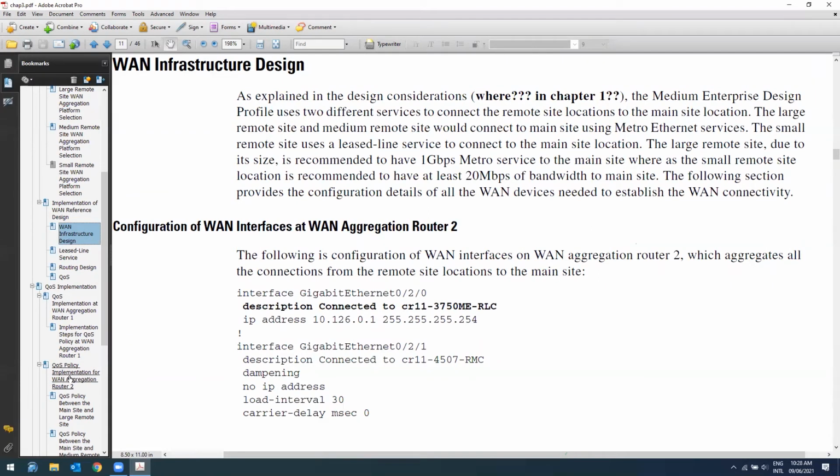The large remote site, due to its size, is recommended to have 1 Gbps metro service to the main site, whereas a small remote site location is recommended to have at least 20 Mbps of bandwidth to the main site. The following section provides the configuration details of all the WAN devices needed to establish the WAN connectivity.